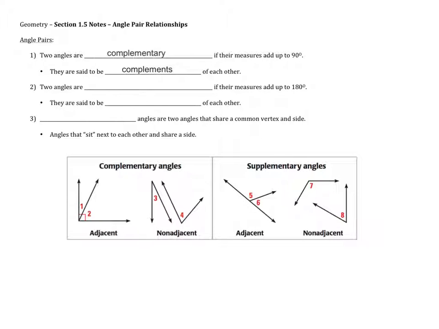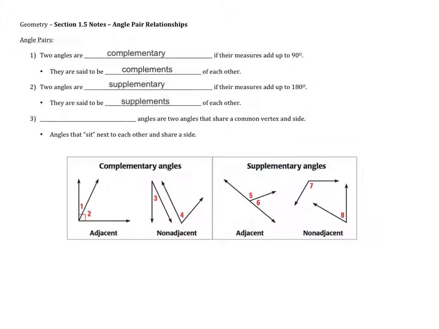The next angle pair are supplementary angles. Two angles are supplementary if their measures add up to 180 degrees. So complementary is 90, supplementary is 180. Supplementary angles are said to be supplements of each other, just like we had the complements for complementary angles.